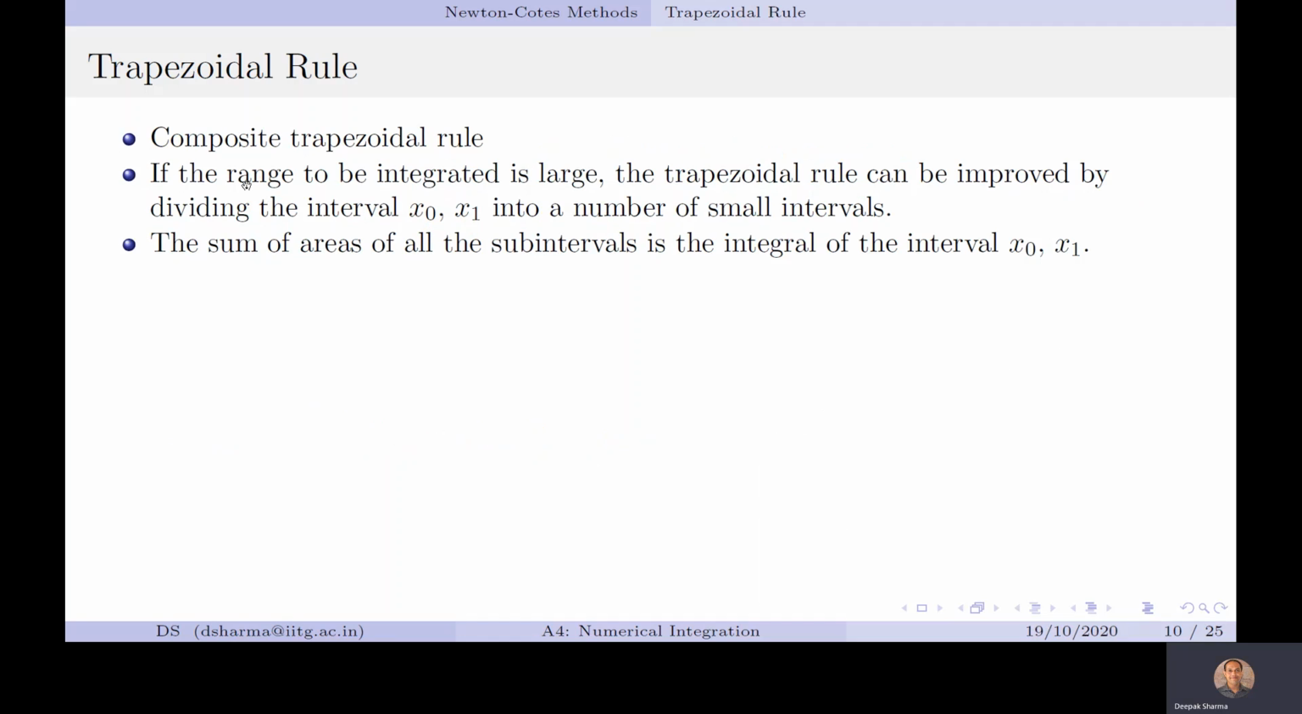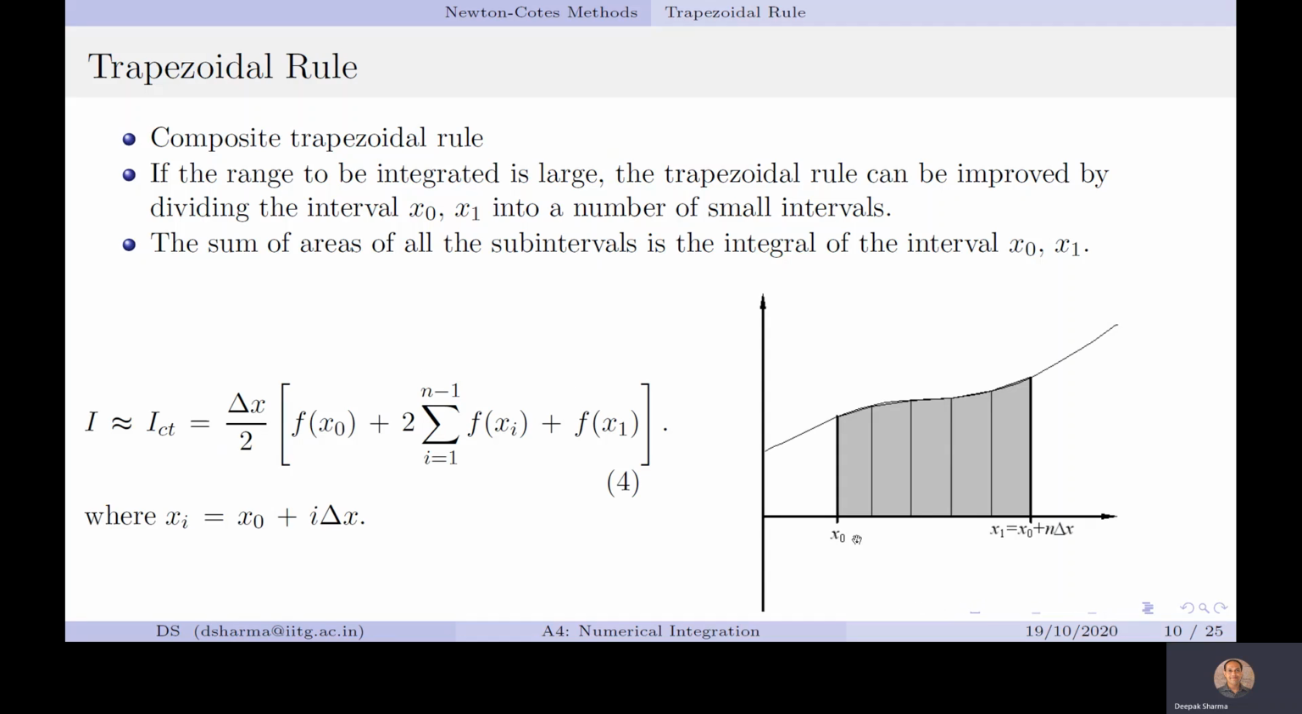Another one is called composite trapezoidal rule. In this particular case, we are going to divide this range x0 to x1 into a number of small intervals. So let us see that. Suppose we have x0 and then we have x1. We are going to divide it into say n number of intervals. So in this case, we are going to take the summation of each area, as you can see in the figure on the right hand side.